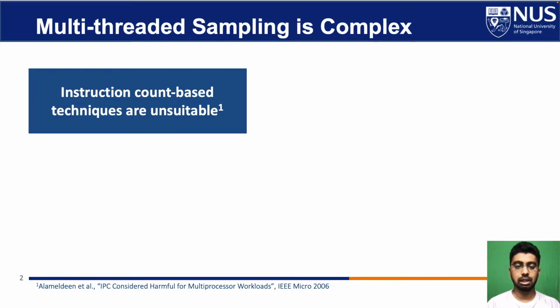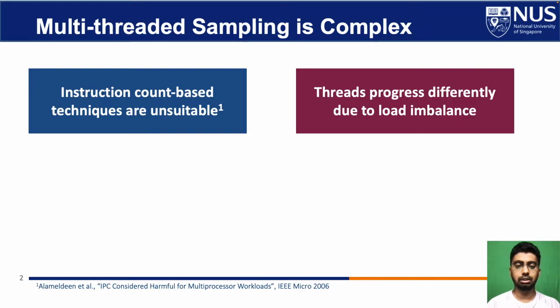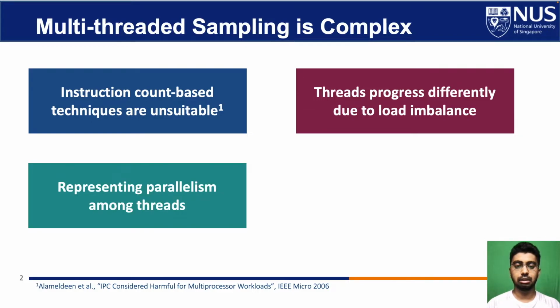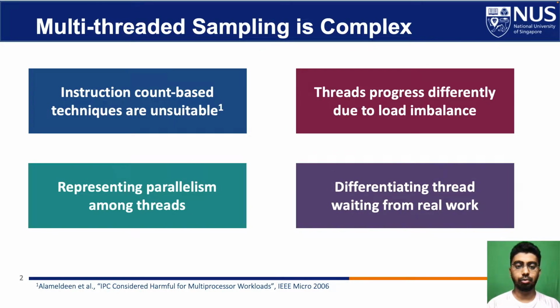There are several challenges to devising a sampling technique for multi-threaded applications. We cannot use instruction count as a proxy of execution for multi-threaded applications primarily due to the presence of spin loops, which do not represent the actual amount of work done. The threads progress differently due to various reasons that are dependent on the underlying hardware. Another challenge is to represent the amount of parallelism that exists among the threads. We also need to differentiate synchronization from real work done by the threads.